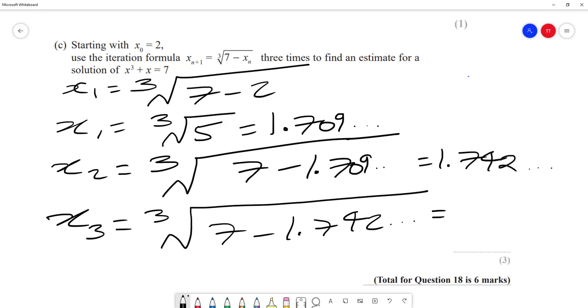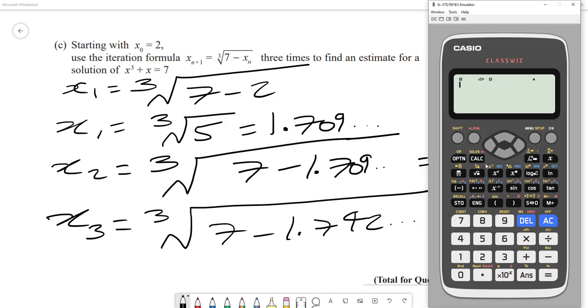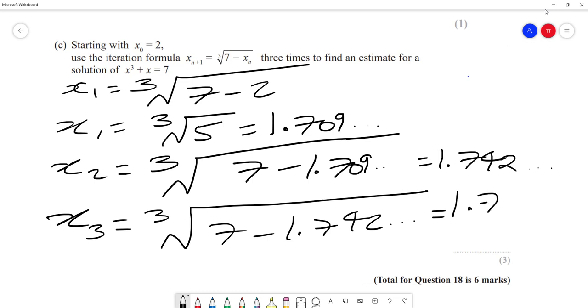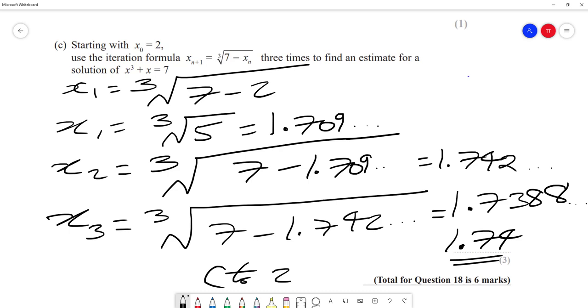And then we can just get our calculator and do the cube root of brackets, 7 minus the answer, close brackets, and we get 1.7388. Now, because they want us to find an estimate of the solution, we can see that both of these values, if I was to round them to 2 decimal places, would be 1.74. So I'm going to say 1.74 is my solution, correct to 2 decimal places. And that's it, we're done.